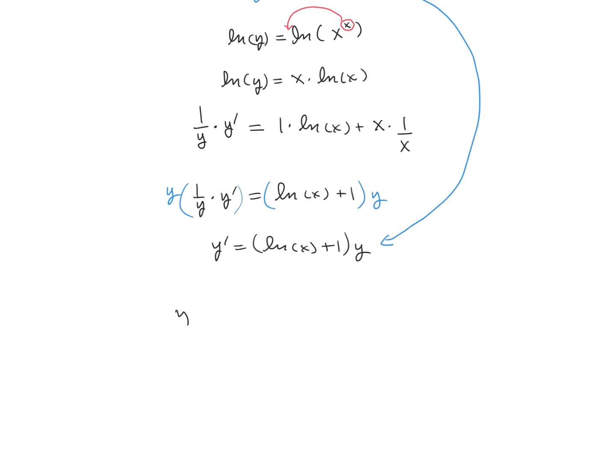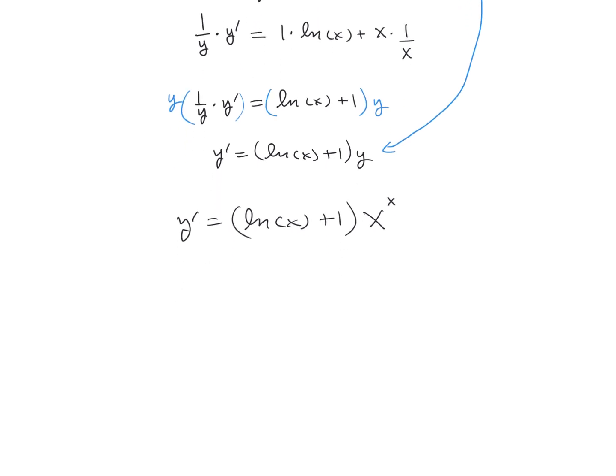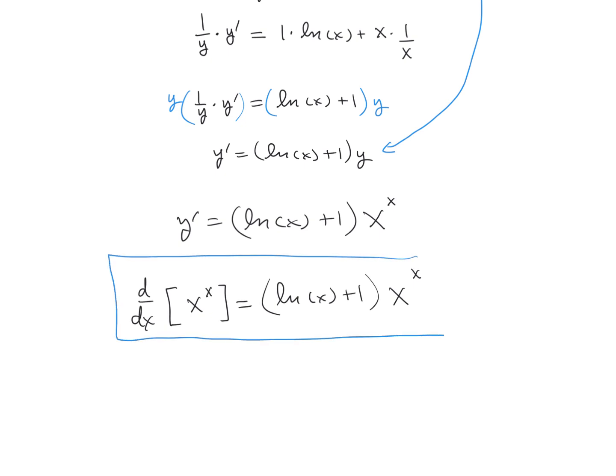So y prime, when it's all said and done, is going to be the natural log of x plus 1 times x to the x power. And remember, the y was our invention, so this is really saying that the derivative of x raised to the x power has the formula the natural log of x plus 1 times x raised to the x power. And that is the derivative of the function x raised to the x power.